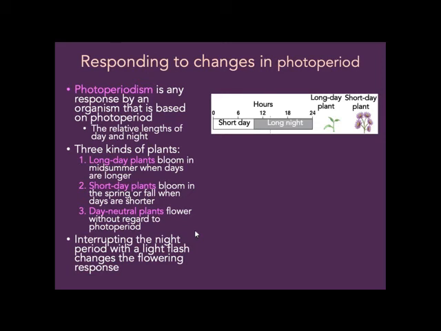So we know that there's three kinds of plants. There's long day plants that tend to bloom in the midsummer when the days are long. There are short day plants that bloom in the spring or the fall when the days are short. And there are day neutral plants that flower whenever and don't really worry about photoperiod.